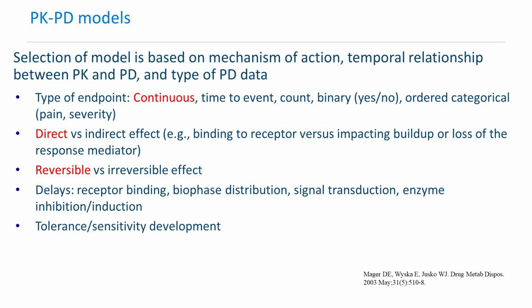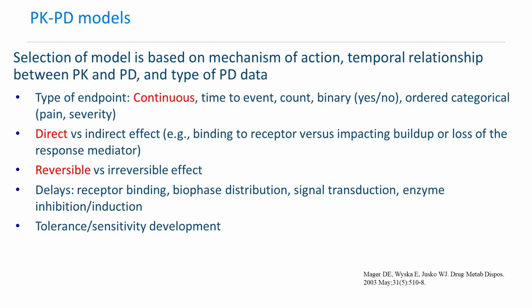What you see in red is representative of that Emax model that I showed you before. So we assume that the type of endpoint is continuous, that there is a direct effect, that the effect is reversible, and that there are no delays, tolerance, or sensitivity. But like I said, while this is very common, there are always exceptions to the rule. So if we go back to the type of endpoint, continuous is quite common, but sometimes we look at things like time to event models, count models, so how many events you had within a certain period of time, for example, binary models, do you have the event or do you not, ordered categorical models such as pain or disease severity.